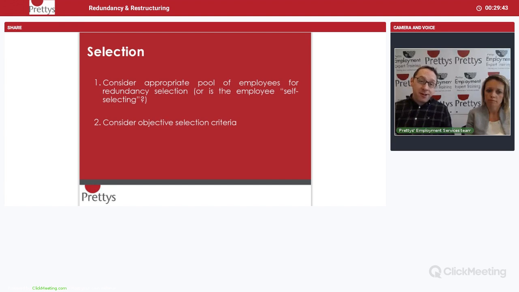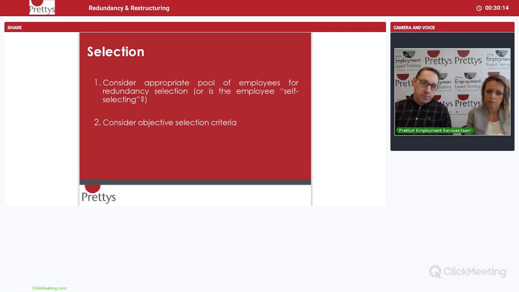And effectively, the way to look at it is that you create this pool of employees who are potentially redundant, and then you need to select based upon objective selection criteria from that pool. Is the employee self-selecting? Often you will be in a situation where you can say, well, no, the role we no longer need, the role that is redundant, is only occupied by one person or by a group of people, and that's one we're effectively deleting from the business.